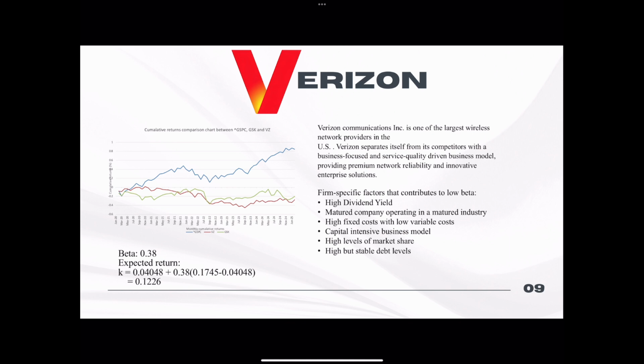Its capital-intense business model ensures steady profit margins, minimizing earnings volatility, and its heavy investment in 5G and fiber optics focuses on long-term growth rather than short-term earnings. Its dominant market position provides consistent revenue, shielding it from downturns and economic recessions. Lastly, while Verizon carries significant debt, its strong cash flows ensure financial stability. Verizon's low beta reflects its strong positioning, reliable cash flows, and long-term investment strategy, making it a solid choice for stability-focused investors.